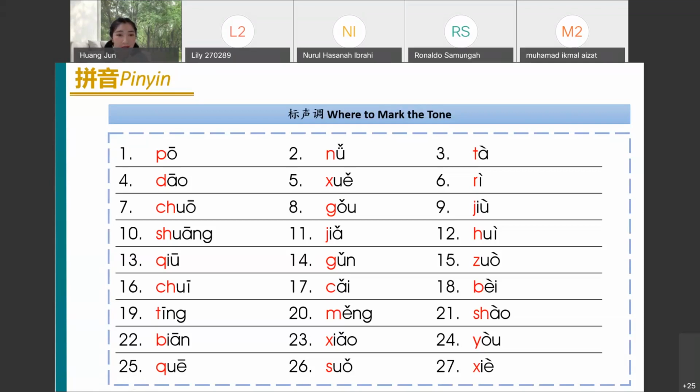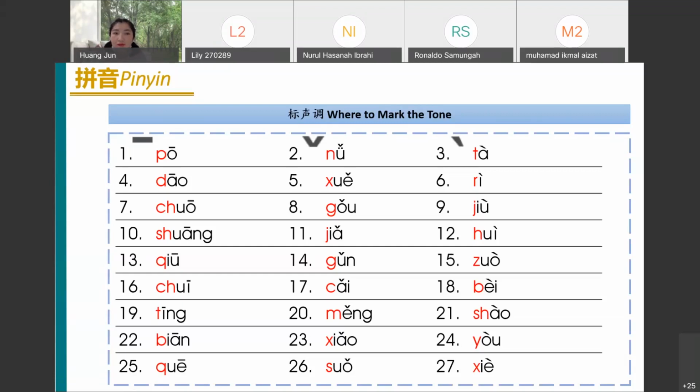So check your answer by yourself. Initial, as I told you, is the first letter in one syllable. Then we got 3 special groups: ZH, CH, and SH. They are 2 letters together counting as one initial. So this one you have to remember. That's why initial always appears in the beginning. They are not in the end.